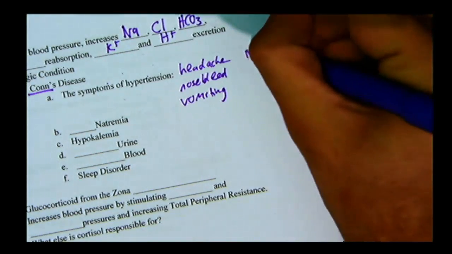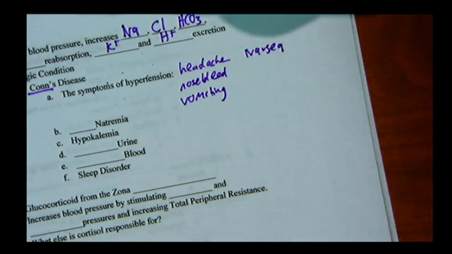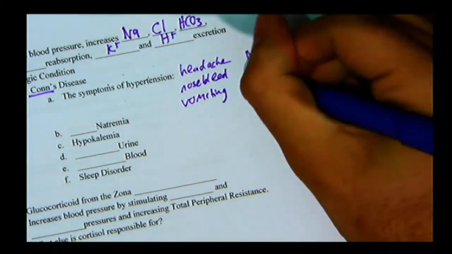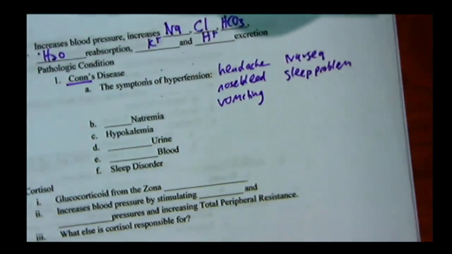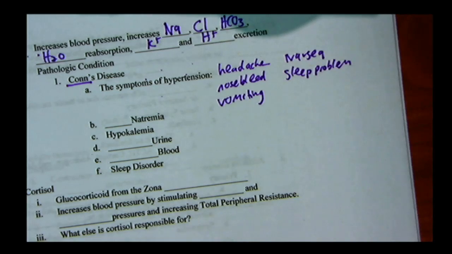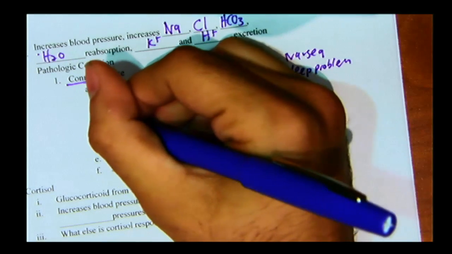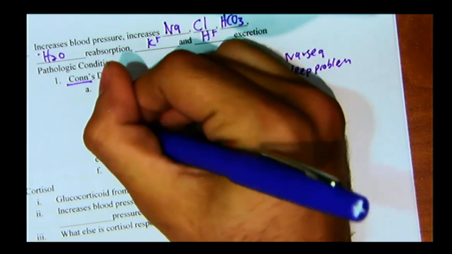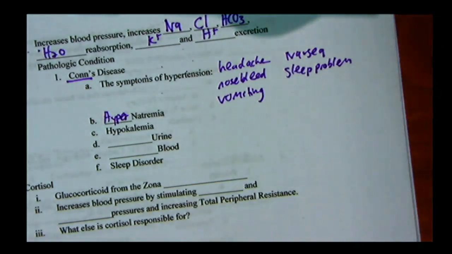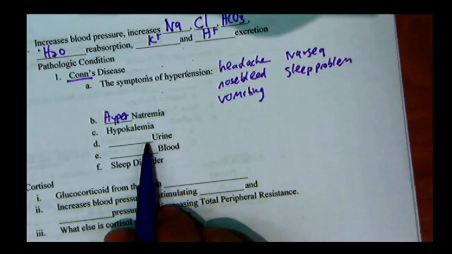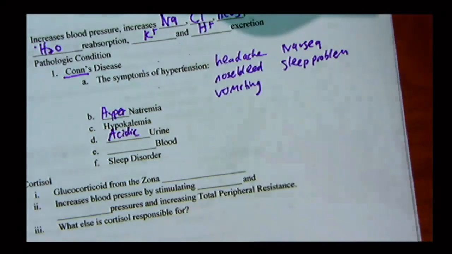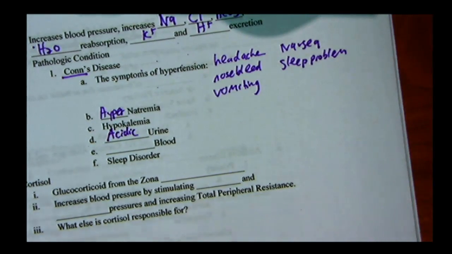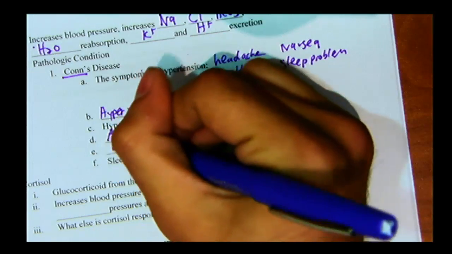Cool. So the big things you'll always see is it hypo or hypernatremia? Hyper. Okay, should be. Hypokalemia. Are you going to have acidic or basic urine? Acidic. And you're going to have acidic or basic blood? Basic. Not going to make a joke about basic. And then you'll also have a sleep disorder. So again, only these symptoms is Conn's.